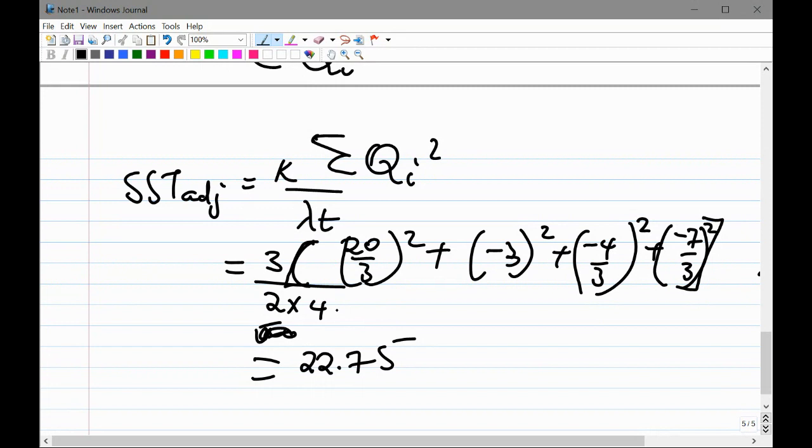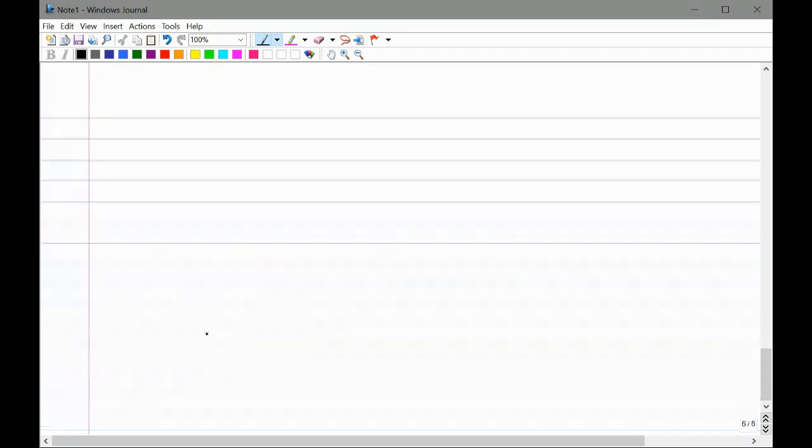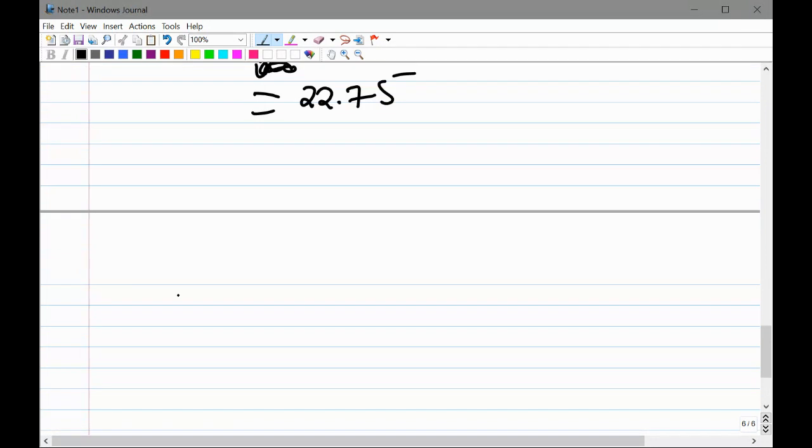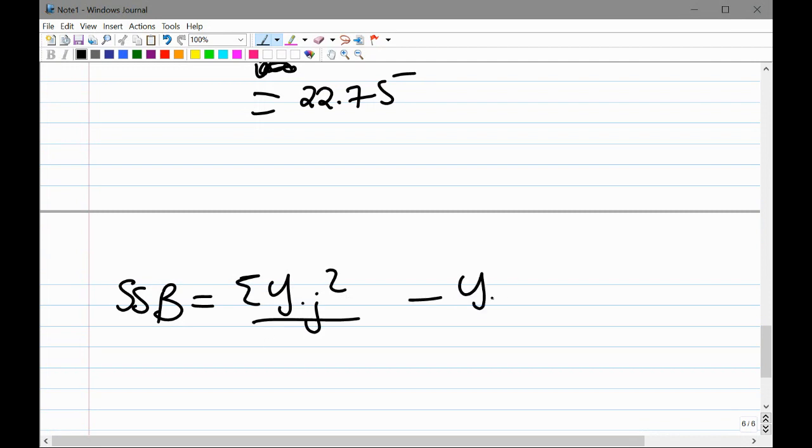The blocks, you find them the normal way. SSB, use the normal formula, the one that you know. The blocks is given by summation of y dot squared divided by what, minus y dot dot squared over n. What are we dividing with for the blocks? By the treatment. And then what is the answer?